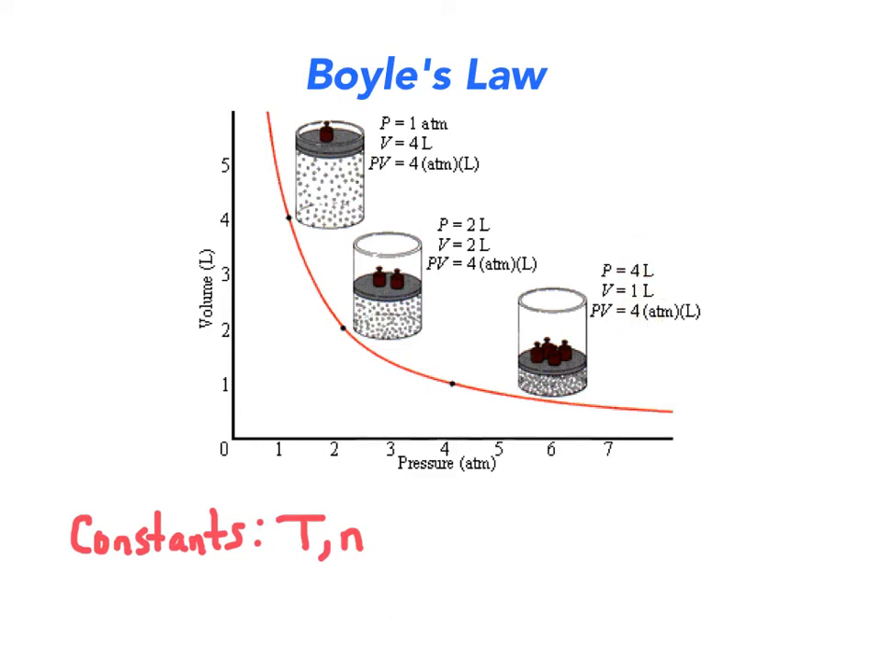Now, here's what Boyle found out. Boyle found out that pressure and volume are inversely related to each other, which would be written like this: pressure times volume equals a constant. That K stands for constant. So as pressure goes up, increases, then volume must go down. And they have to go down by the same factor, or inversely related.